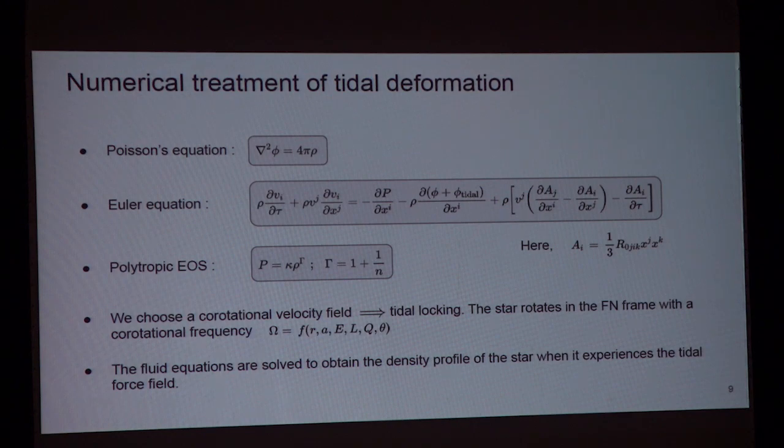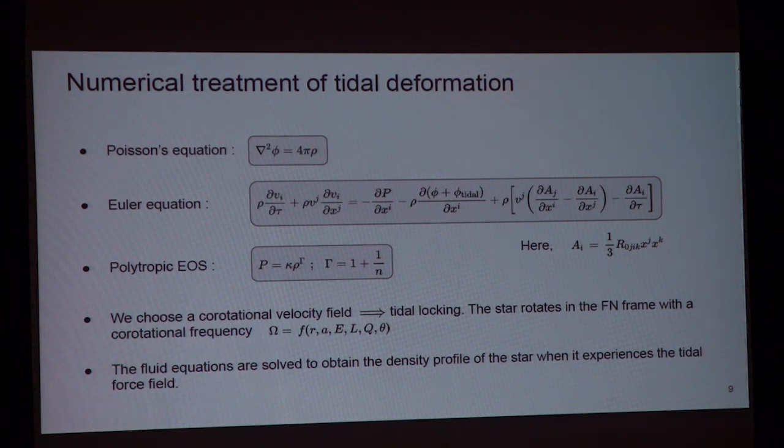And you know that when you are in the Fermi normal coordinates, because of the parallel transport of the Fermi normal basis, that automatically brings in a velocity field, a rotational velocity field, and then we have to actually choose the star to be co-rotating so that it remains static in the Fermi normal frame. This is a technical detail, but the star will rotate in the Fermi normal frame, and the Fermi normal frame is also rotating, and this is the co-rotational frequency called omega.